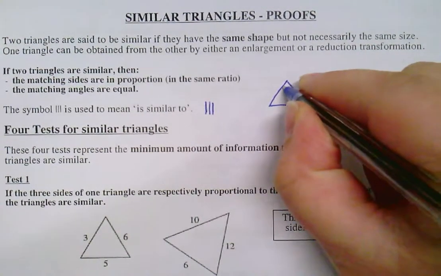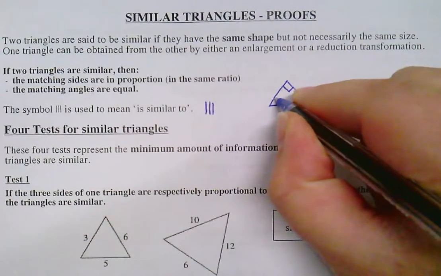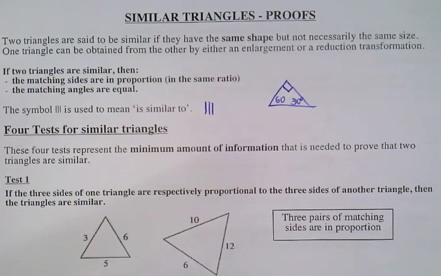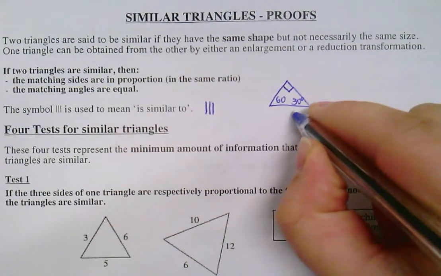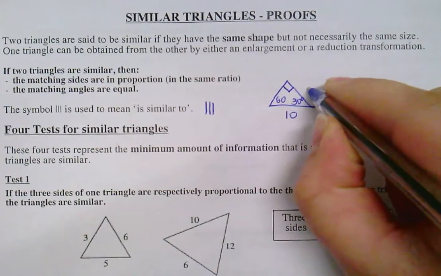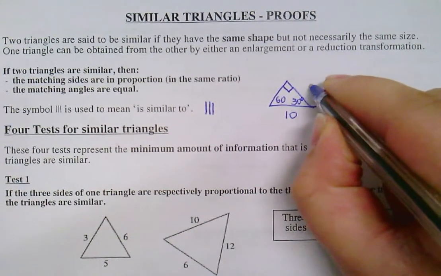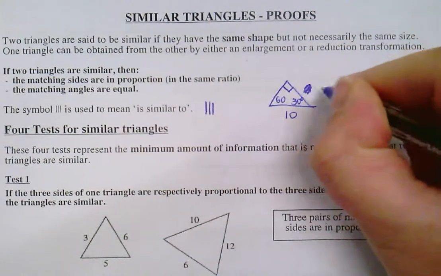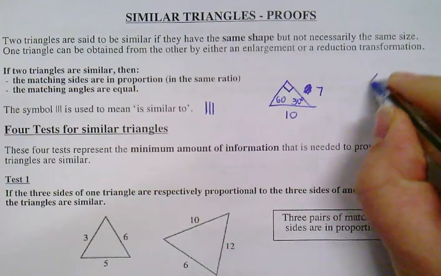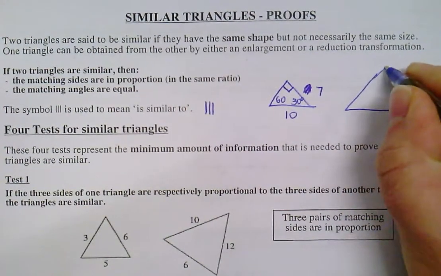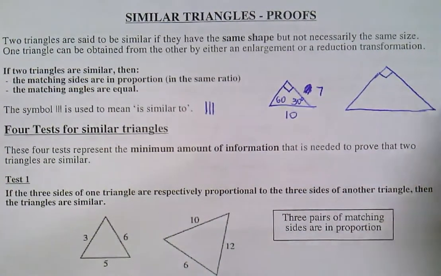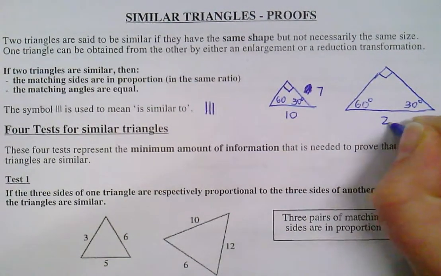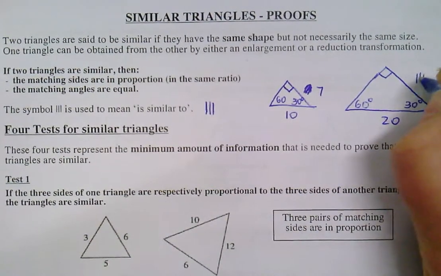For example, this might be 90, this might be 60, this might be 30, okay? And I'm just going to put a couple of the sides. This might be 10, and this might be 6, for example. Actually, I'll make it bigger. I'll make it 7. And then I might draw another triangle over here, with the same angles. So this is just an example of what similar triangles are. This might be 20, and this might be 14.